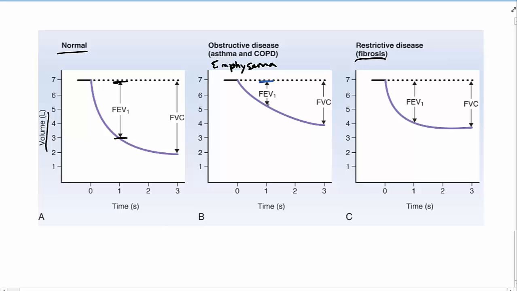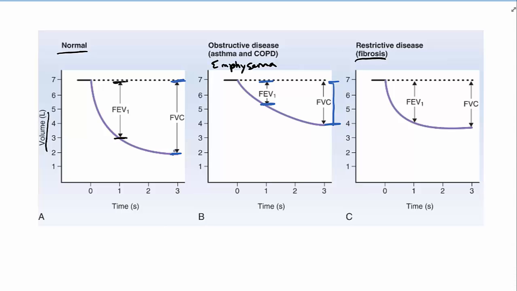We see that someone with emphysema, because they have decreased lung recoil, the volume that they're able to expire is significantly lower during the first second. And if we continue to look on, the total amount of volume that they're able to expire is significantly lower than even a normal person. So let's go to fibrosis now.